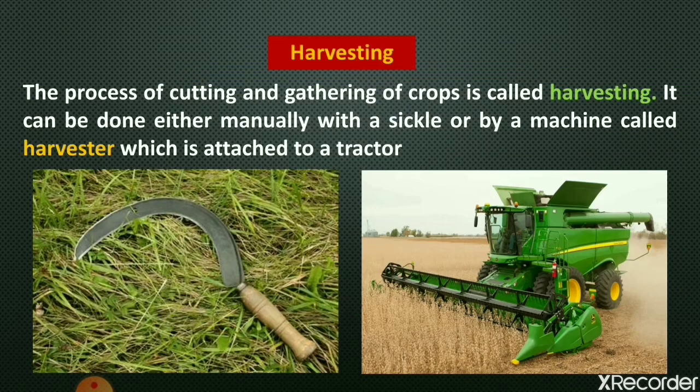The next process is the harvesting process. Once the crop becomes mature, farmers cut it and collect it. When the process of cutting and gathering of crops is done, this is called harvesting. For example, we know that rabi crops are harvested in March and April, and rice, which is a kharif crop, is harvested in September and October. So when we cut the crop and gather it, it is called harvesting.